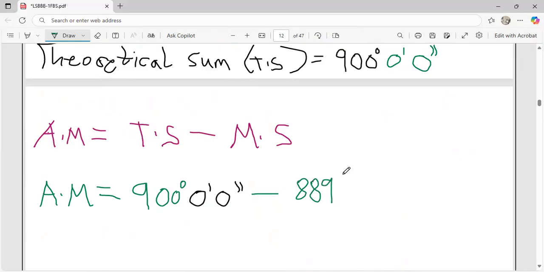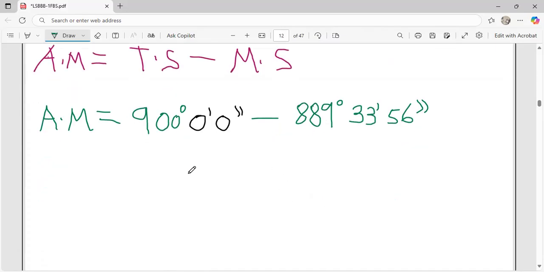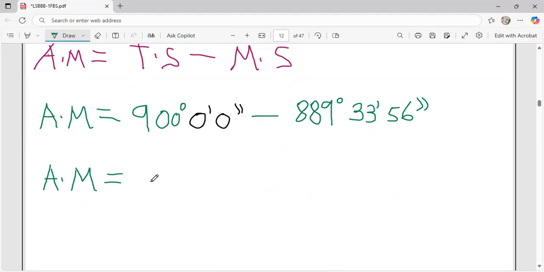889 degrees, 33 minutes, 56 seconds. Okay. So from here, if you quickly do the subtraction, you realize that you're going to get your angular misclosure to be equal to this.